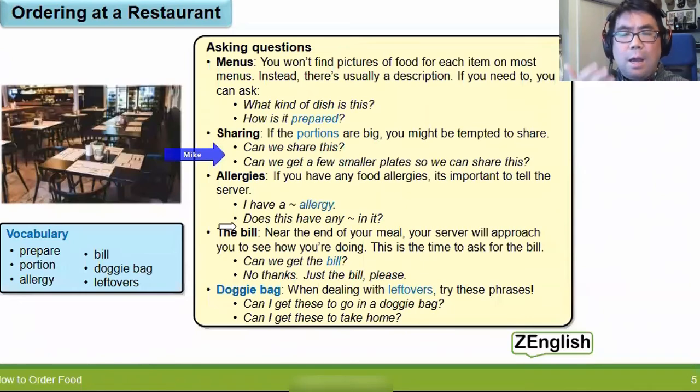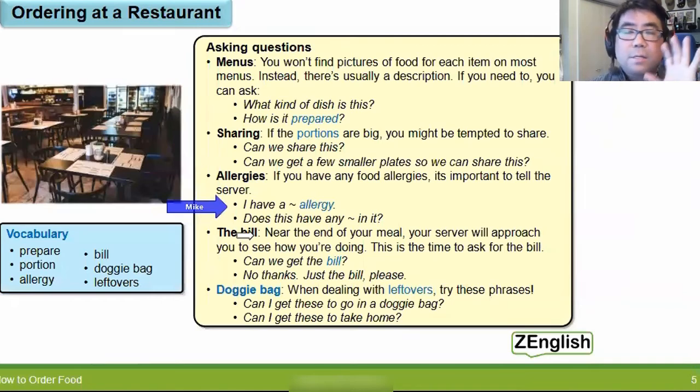All right, allergies. This is a big thing in North America and the US. I'm sure other places in the world, of course, food allergies, very dangerous, very scary. And so if you have an allergy, it is absolutely important that you tell the server. The server might not know, and so they might go and ask the cooking staff.